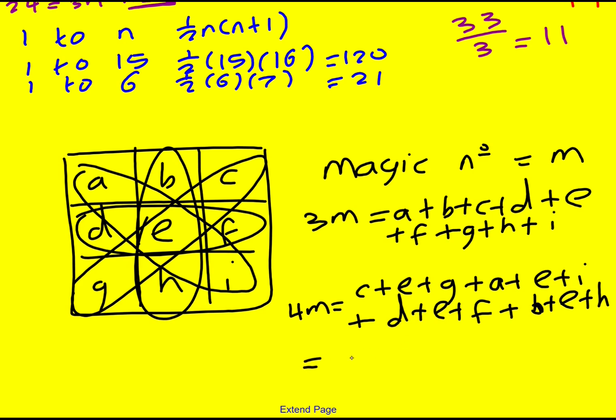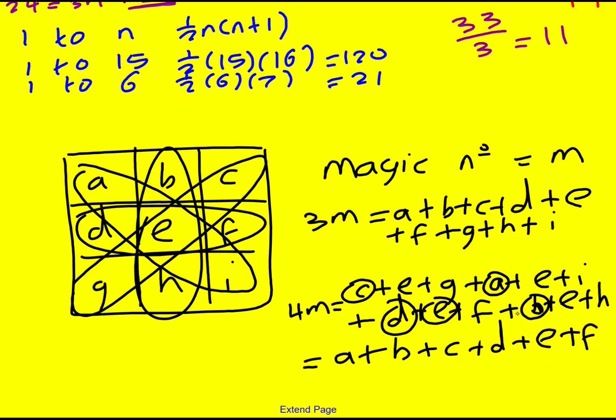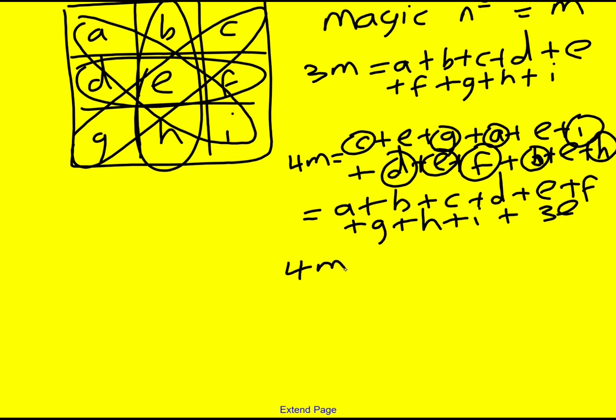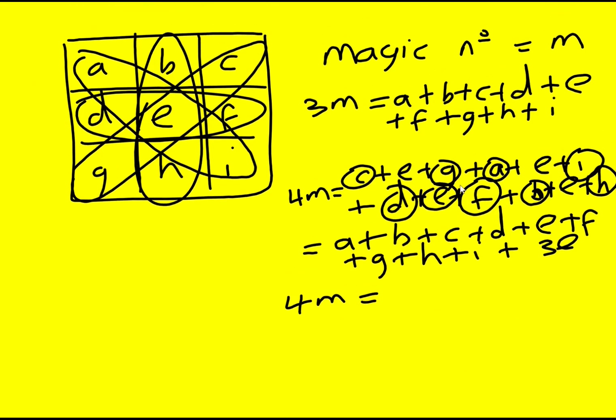And I'm going to get A plus B plus C plus D plus E plus F plus G plus H plus I plus another 3 lots of E, the ones that I've left out. Okay, and that means that 4M is going to equal this A plus B up to I. But remember, I know that that is 3M. 4M is going to equal 3M plus 3E. And therefore, 3E is equal to M.